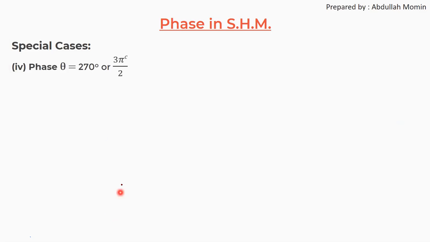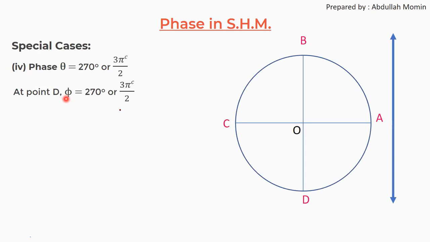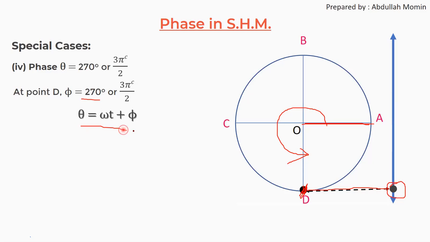Now the fourth case is when the phase is 270 degree or 3 pi by 2 radian. That means the particle is at point D. If the particle is at point D, the angle made by this particle with this line OA is 90 plus 90 plus 90, that means 270, and the image of that particle will be at extreme position. So the phase is theta equal to omega t plus phi.